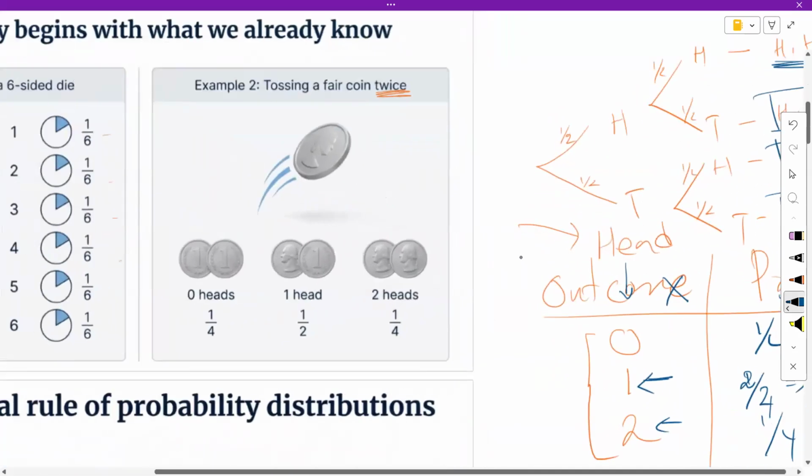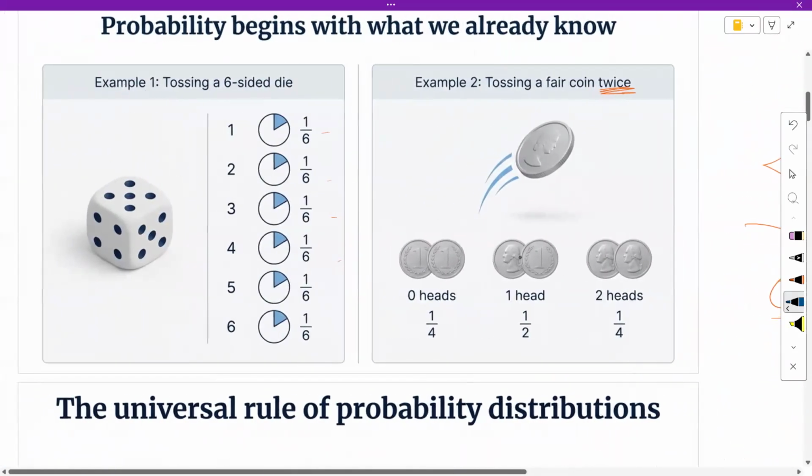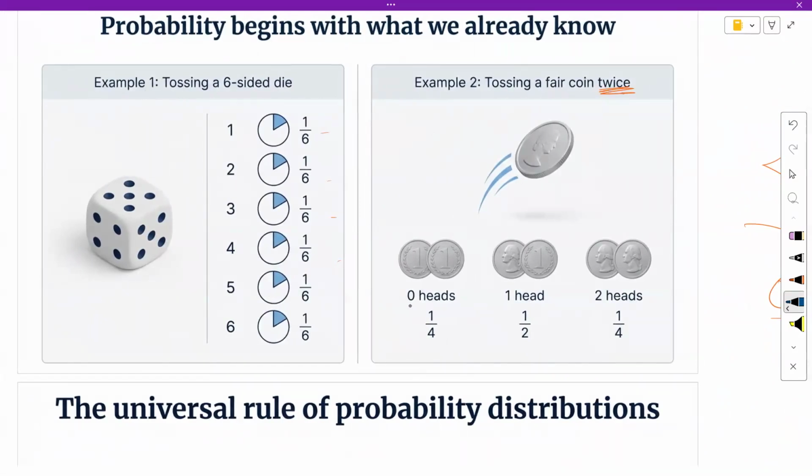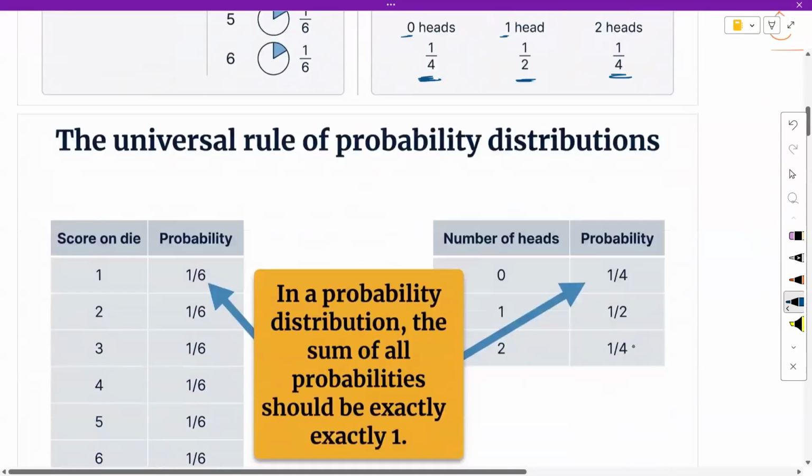The same picture is an example to illustrate what I explained now. Tossing a fair coin twice, exactly 0 heads has a probability of 1 over 4. Getting exactly 1 head has a probability of 1 over 2, and getting exactly 2 heads is 1 over 4. So this is just a reminder.